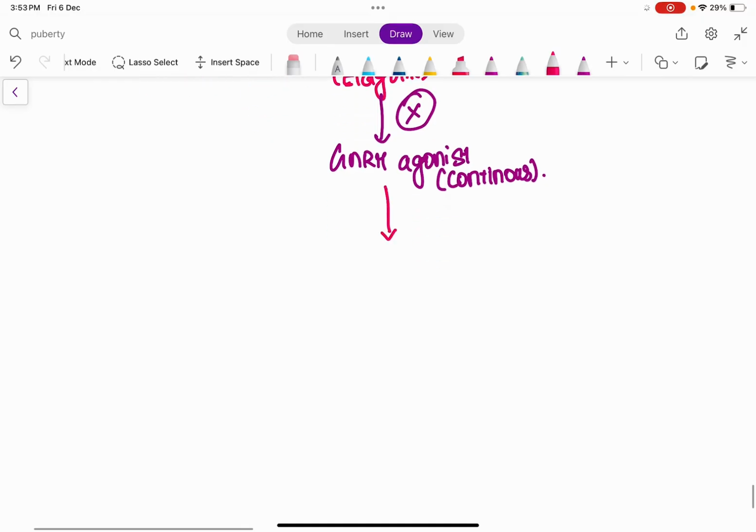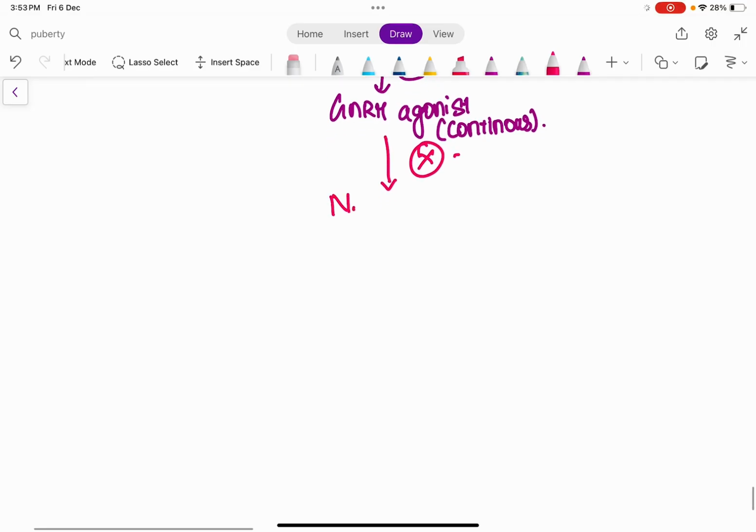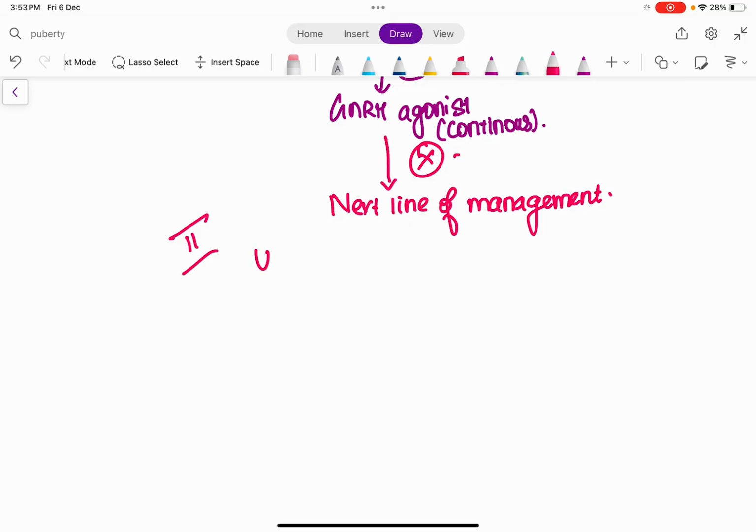But even after administering the GnRH agonist in a continuous fashion, there is no decrease in the amount of bleeding and the size of the fibroid has not decreased. So since this is also going to fail, now I have to move to the next line of management. What is the next line of management which we discussed? The second line of management was uterine artery embolization, which will be discussed in the subsequent module.